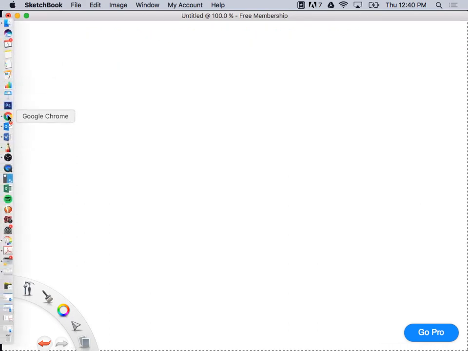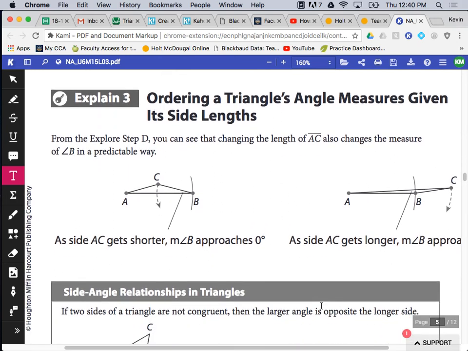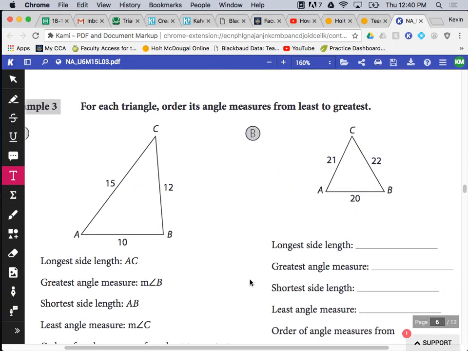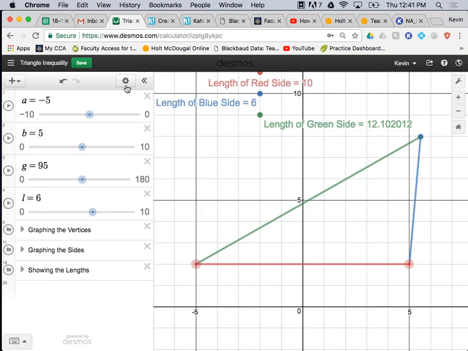The next thing is this. Ordering a triangle's angle measures given its side lengths. What do you mean by ordering? Like, ordering a triangle's side lengths given its angle measures. So let's take a look at this other handy-dandy diagram.